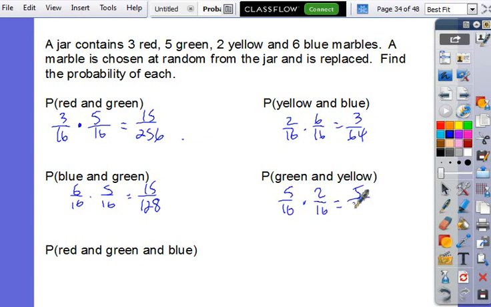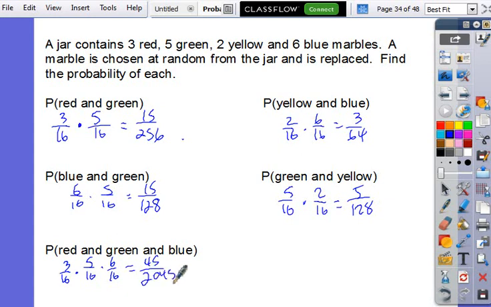All right. The last one has 3. Well, you do it the same way. Red would be 3 out of 16 times green, which is times blue, which is 6/16. Just multiply them all out. 90 over 4,000. Huh? 9. No. 45 over 2,000. Over 200. You gotta simplify it. Yeah, it's 2048.